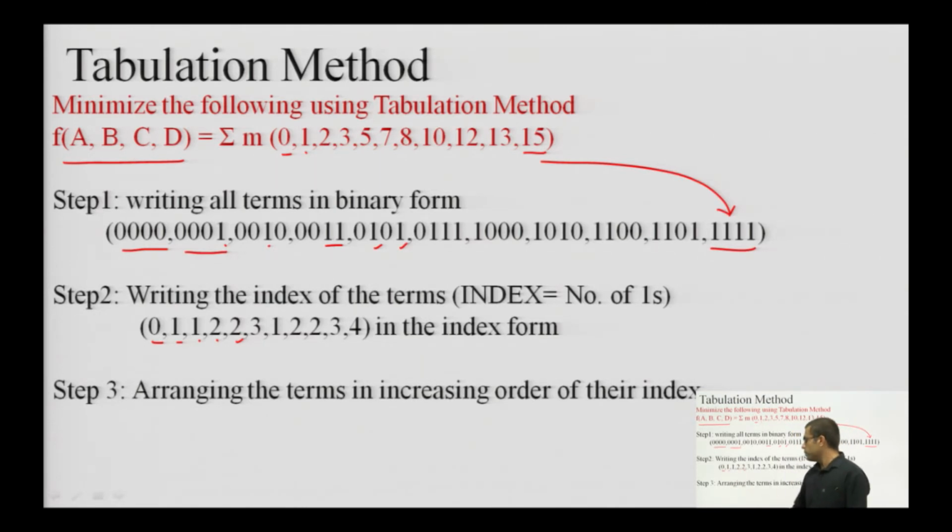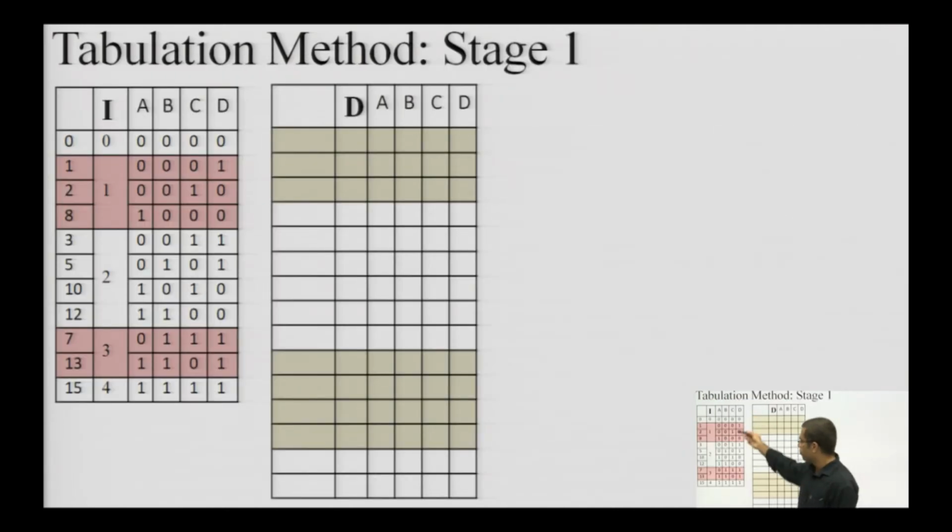Now the next step is arranging these terms in increasing order of their index. That means, first the term with 0 index, definitely there will be a single term with 0 index, that is 0. Then after that the terms with 1 index, then 2 index, then 3 index, and there will be a single term with 4 index, like this 1 1 1 1. So, we have to arrange these min terms in a table in the increasing order of their index. If I arrange these terms, I get this kind of a table here.